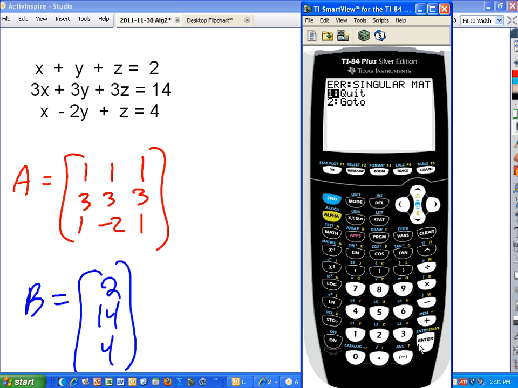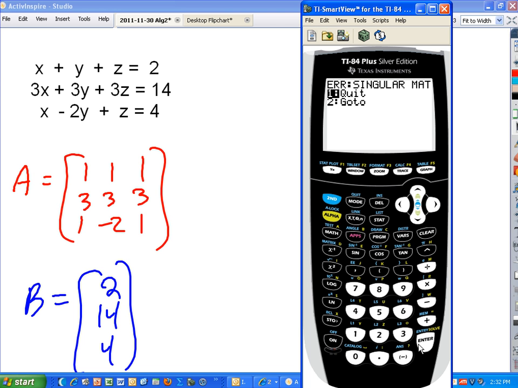Sometimes that didn't happen, though. Sometimes when we solved the linear system analytically, we got an answer like 0 equals 0, or 5 equals 5, some true statement. What did we interpret that to mean? It meant infinitely many solutions, which corresponded to the lines lining up, superimposed on top of each other.